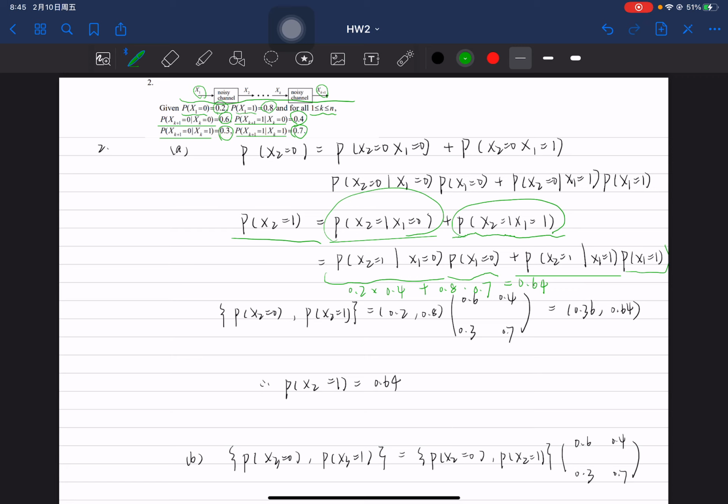The method of finding the probability of x2 equals 0 is similar to this method. So we can also form a matrix to find the probability of x2.